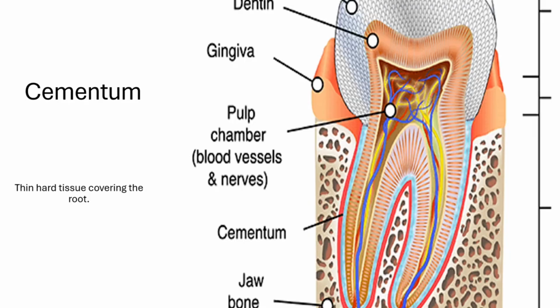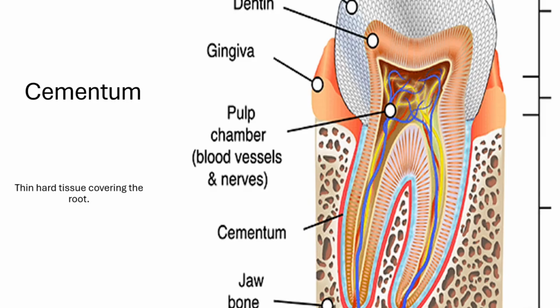The dentine is the main body of the tooth and supports the enamel. The pulp is the living center containing nerves and blood vessels. The cementum covers the root. The periodontal ligament attaches the tooth to the bone and acts like a cushion. The alveolar bone supports the tooth in the jaw, and the gingiva, or gum, protects the tissues around the tooth. A tooth may look simple from the outside, but it is a carefully designed biological structure.